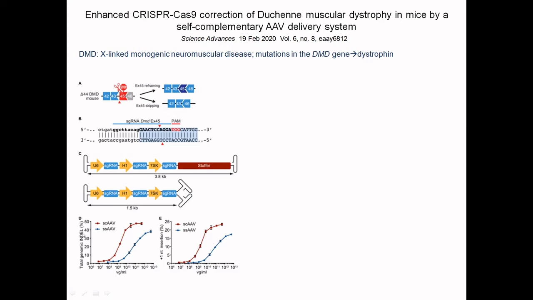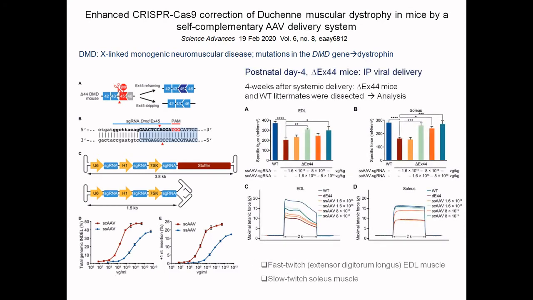This is the total genomic indel and this is one nucleotide insertion. When you see the functional studies, this is the wild type, here there is no gene editing tool, and this is the single-stranded AAV. This is the self-complementary AAV, showing a better effect. The objective is that when you delete exon 45, the specific force of the muscles increases.